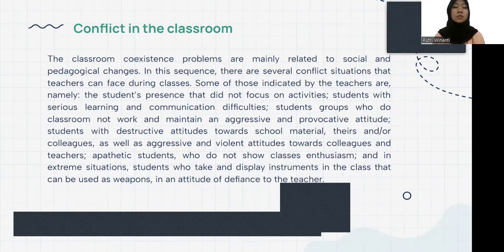Students with destructive attitudes towards school material, their own and their colleagues', as well as aggressive and violent attitudes towards colleagues and teachers. Apathetic students who don't show enthusiasm in classes, and in extreme situations, students who take and display instruments in the class that can be used as weapons in an attitude of defiance to the teacher.